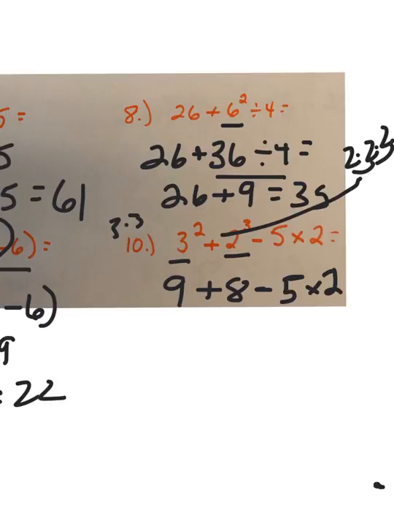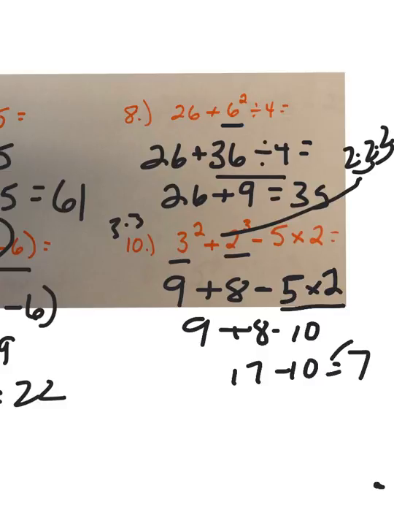I'm looking back. No more parentheses and no more exponents. Then I have to do multiplication from left to right. I see it here. So I'll need to do that next. So 5 times 2 is 10. 9 plus 8 minus 10. And then I go from left to right. 9 plus 8 is 17. Minus 10 is 7. And that's that answer.